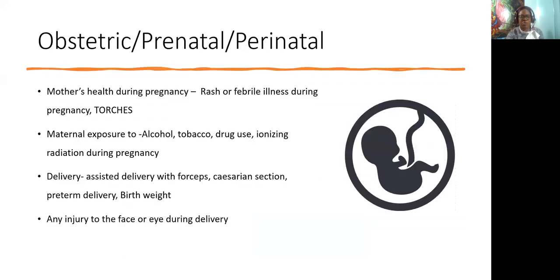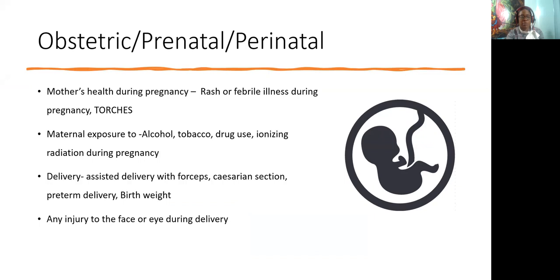For the obstetric history, the mother's health during pregnancy should be inquired after. We want to rule out TORCH infection. We ask for history of rash or illness during pregnancy. We want to know whether the mother was exposed to alcohol, tobacco, drug, or ionizing radiation during the pregnancy.